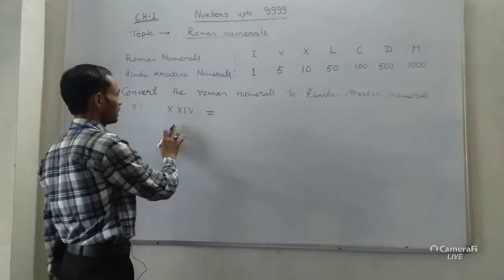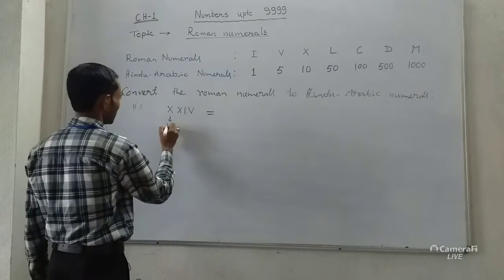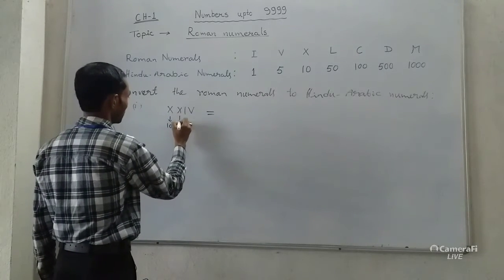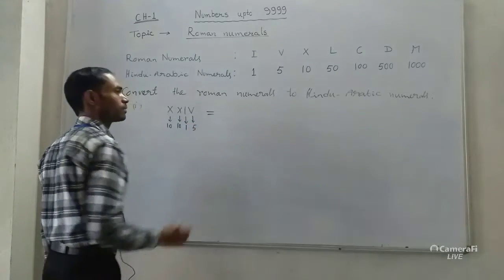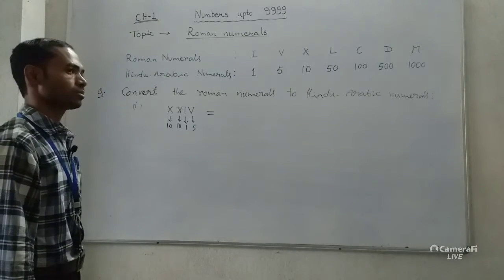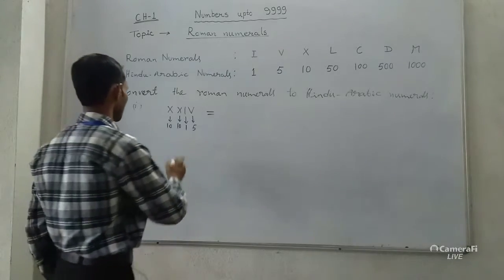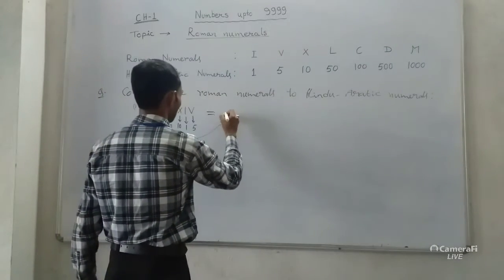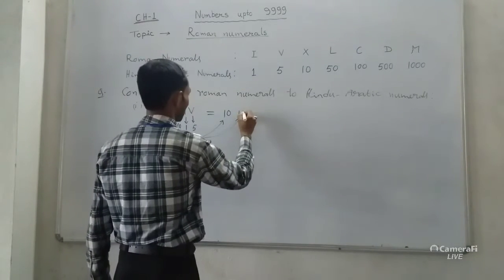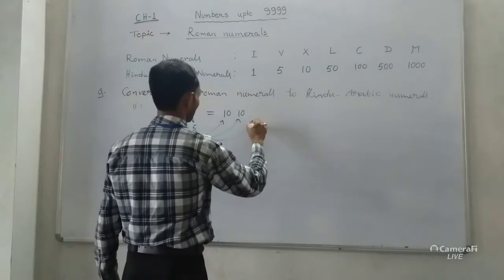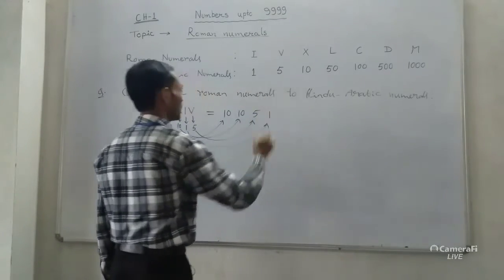So here we will first write the values of each of the symbols. What is the value of this one? 10. This is also 10. I means 1 and V means 5. Now first we will arrange the numbers from greatest to smaller. So first we will write 10, then this 10, then this 5, and next we will take this 1.